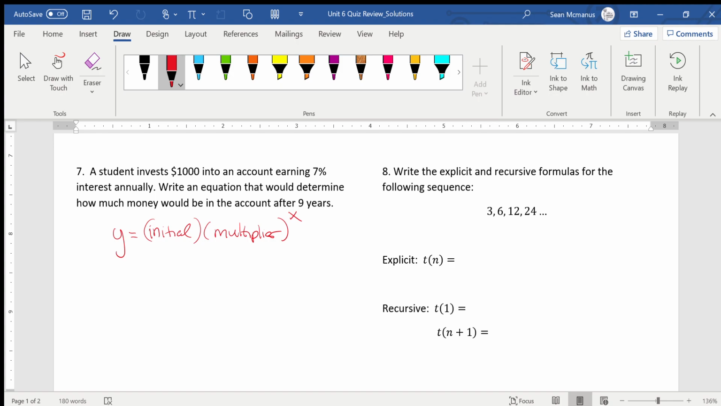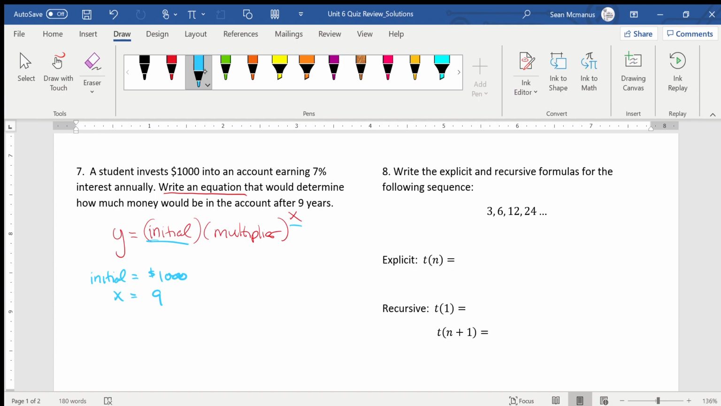So a student invests $1,000 into an account earning 7% interest annually. Write an equation. It didn't even ask me to solve it. Just write the equation that would determine how much money would be in there after 9 years. So if I look at this, it's telling me the initial amount is 1,000, and it's telling me pretty much right away that x is 9. So I know this, and I know this already.